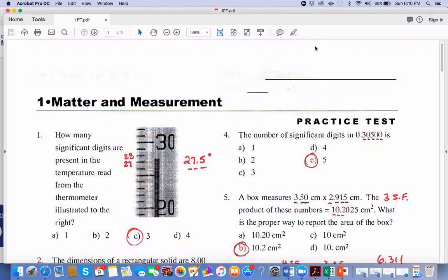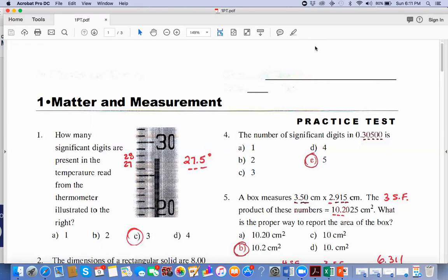Problem 1 says how many significant digits are present in the temperature read from the thermometer illustrated to the right. If we take a look at the thermometer, we see two different sizes of hash marks. The first size is the long one, showing between the 20 and the 30 mark. Then there are shorter hash marks that look like they're for every 2 degrees: 2, 4, 6, 8, and that gets us up to the 30-degree mark.